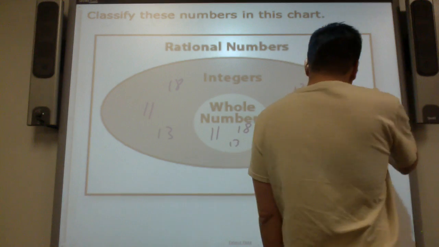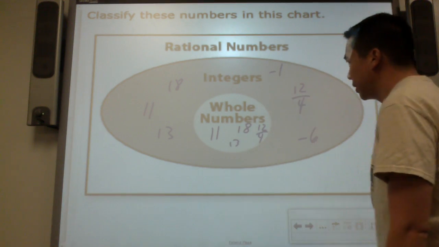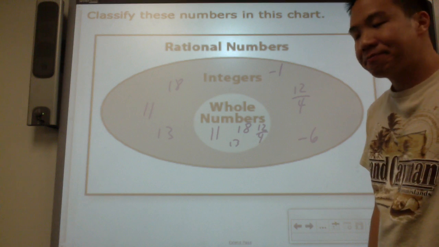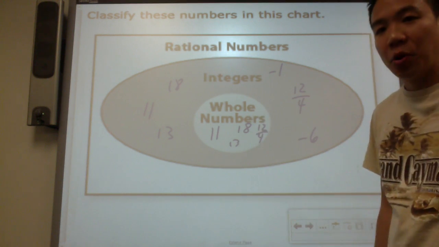What about negative 1? Can it be represented anywhere? Can it also be a whole number? Can negative 1 be? No, it cannot be.